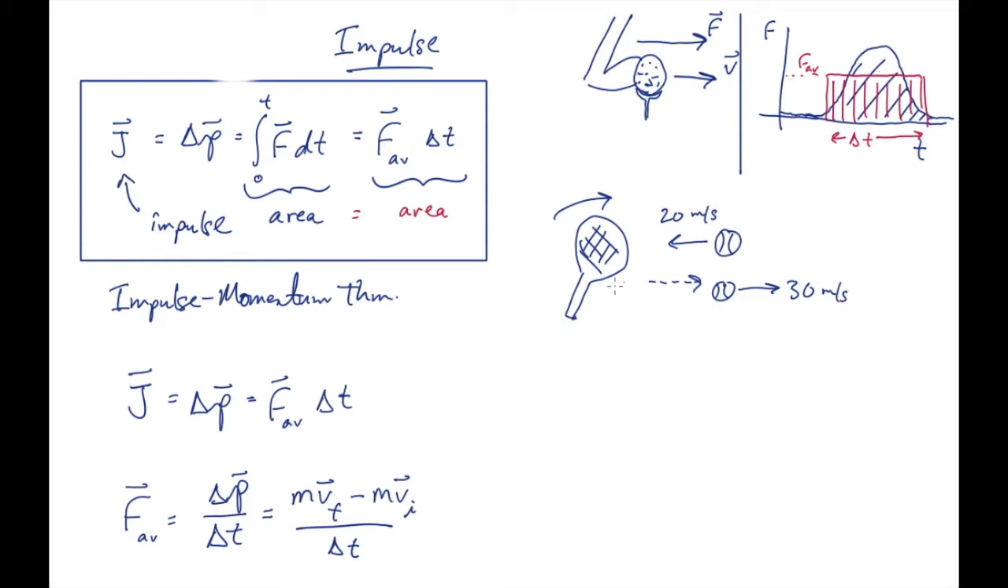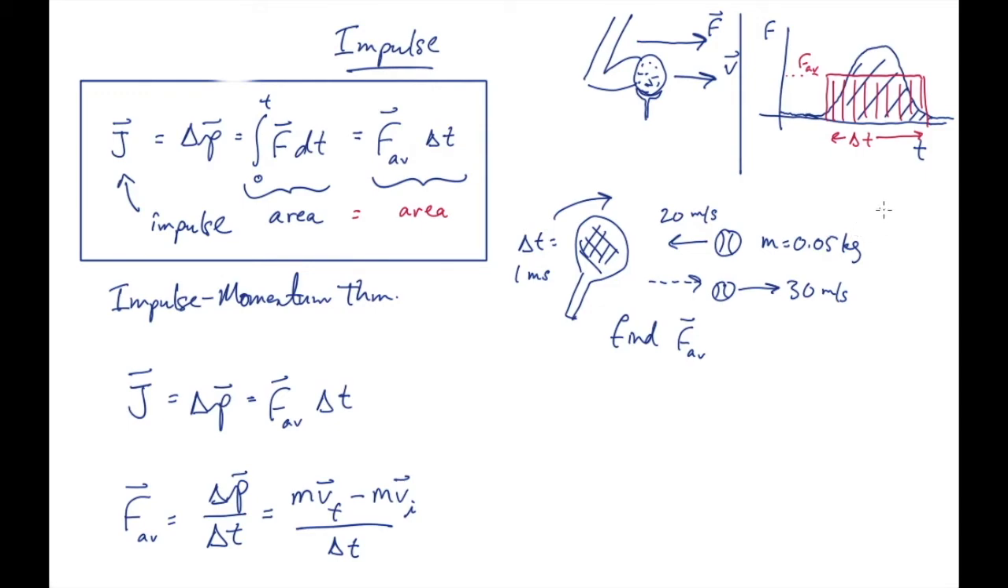Imagine we had filmed this person hitting the tennis ball in slow motion, and we found that delta t, the time that the racket is in contact with the ball, turned out to be 1 millisecond. And let's say that the tennis ball's mass is 0.05 kilograms. All right, and the question says, find the average force that the tennis racket exerted on the ball. So find F average.